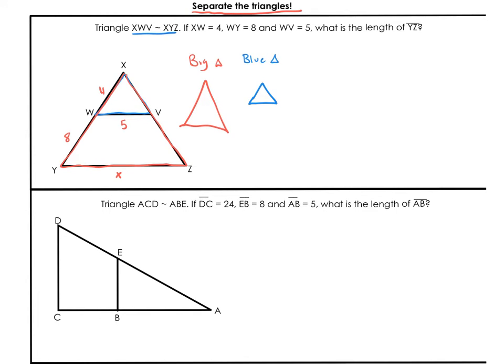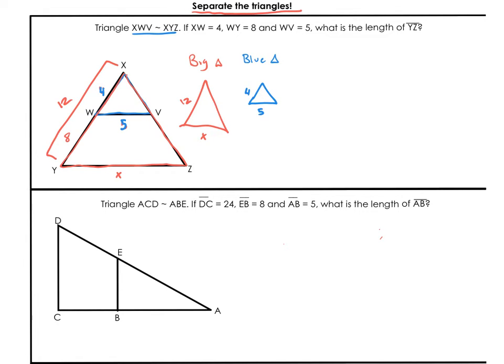So let's start with our small triangle. Our small triangle has these lengths, 4 and 5. So we're just going to put 4 here and 5 here. The big triangle, we know the bottom, YZ, is X. And this whole side right here is not just 8, it's actually 12, because you got to add them together.